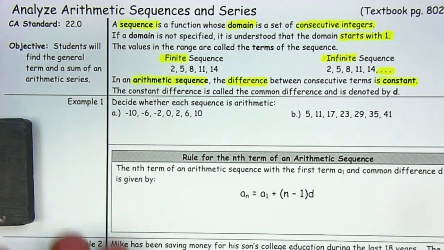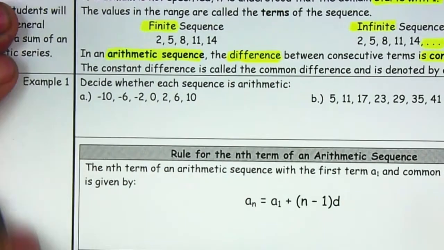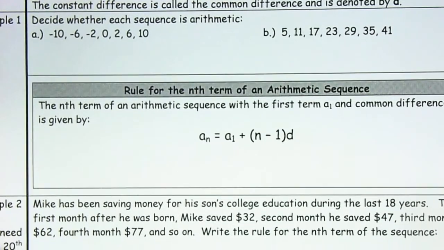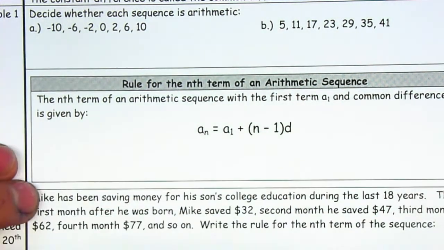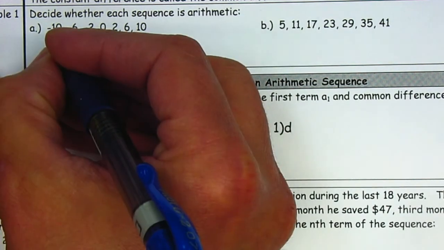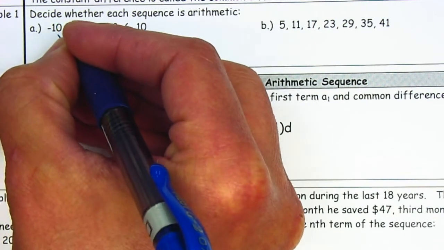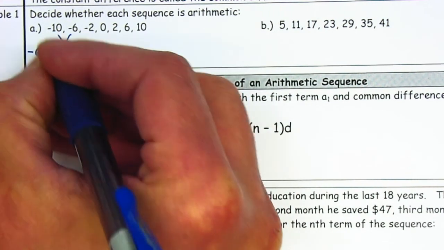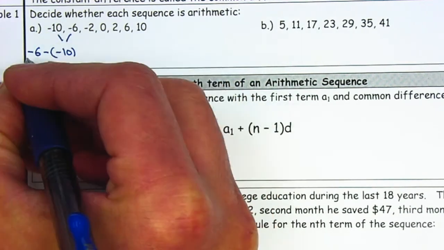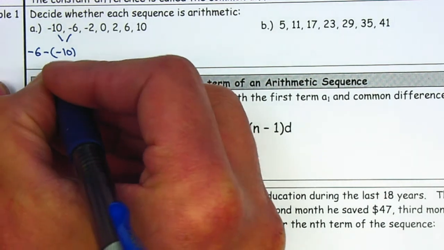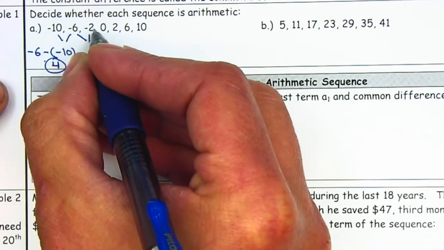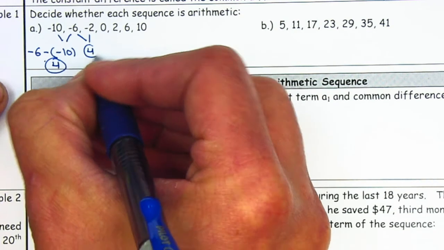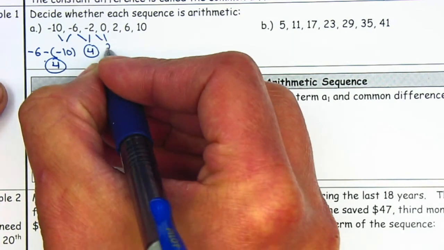So let's go into example number 1. It says, decide whether each sequence is arithmetic. In order to decide if the sequence is arithmetic, we need to be able to find the difference between each of the terms. Ideally, you want to do the second number minus the first one. So -6 minus -10 will be 4. Or we can just say, what's it increasing by? In this case, -6 to -2 is increasing by 4. -2 to 0 is increasing by 2.